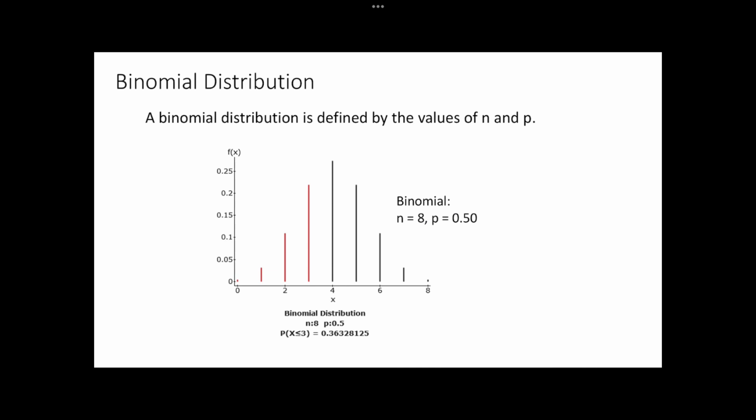The binomial distribution is defined by the values of n and p. So remember, n is the number of trials and p is the probability of success at each trial. So here's our binomial probability distribution for the example of flipping a coin 8 times and counting the number of heads. Here n is 8 and our probability of success was 0.5. This highlighted in red is showing us the probability that the number of successes is less than or equal to 3.